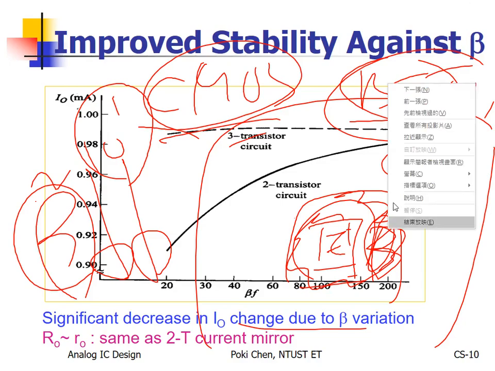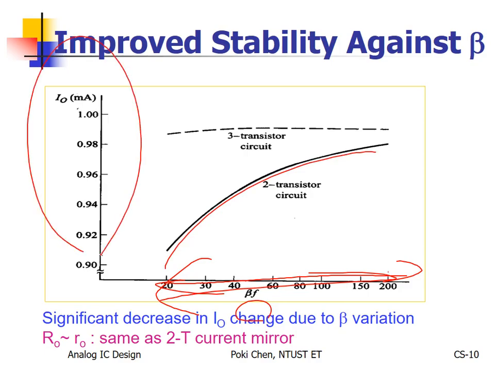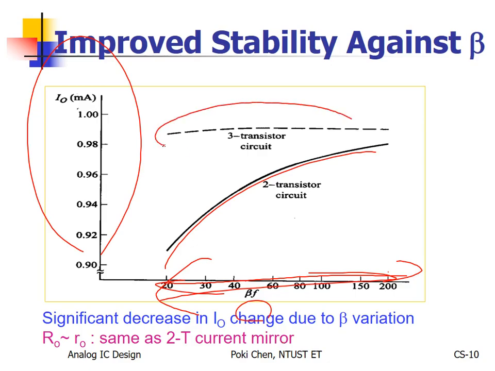Okay, and then look at this. Because beta varies a lot with mismatch, a lot of variation on beta also causes a lot of variation on such I/O mismatch. But that is only for a single beta. If you apply Q3, you can reduce the mismatch by 1 over beta plus 1. Then you will see the output current will not only be very close to the input, but also stabilized very much. Okay?